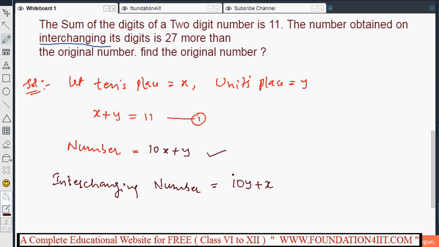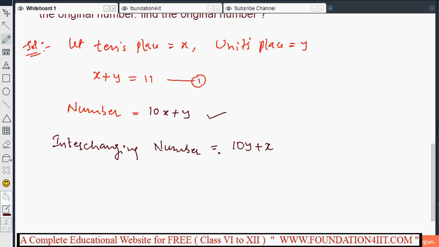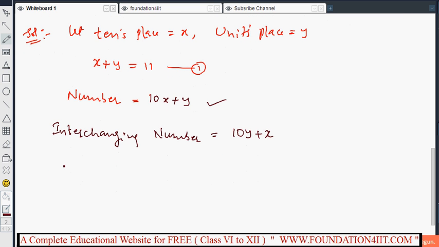Now the interchanged number is 10y plus x. According to the second condition, the number obtained on interchanging its digits is 27 more than the original. So I can write from the statement, the number obtained on interchanging, from the second condition.